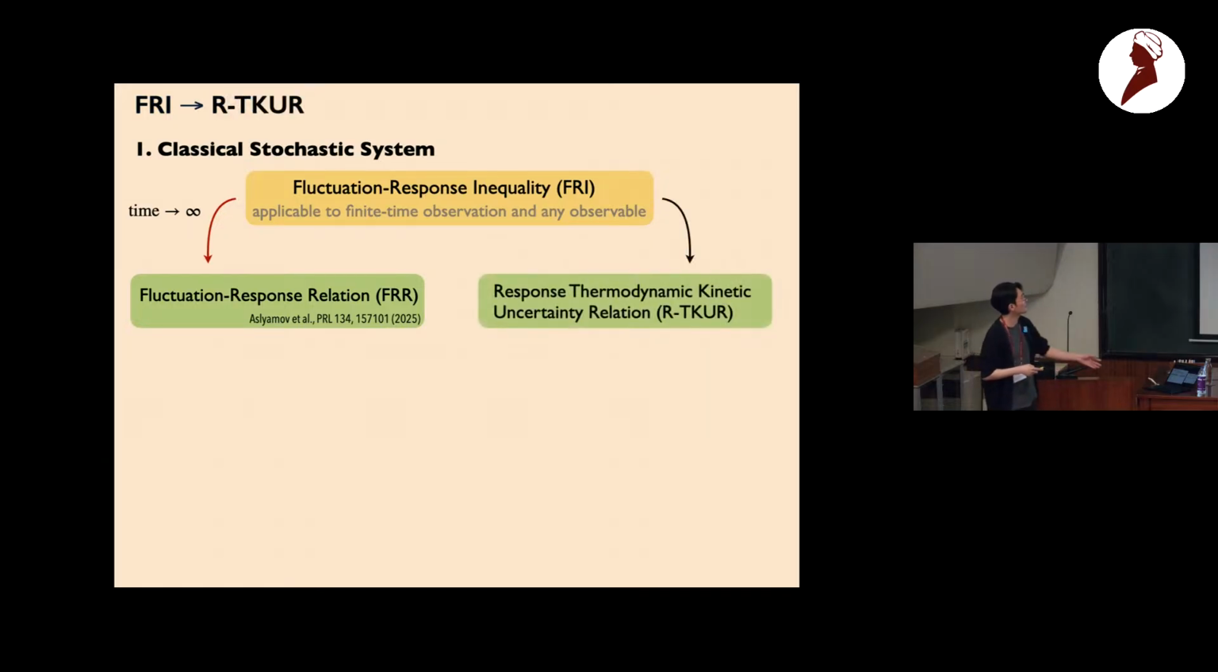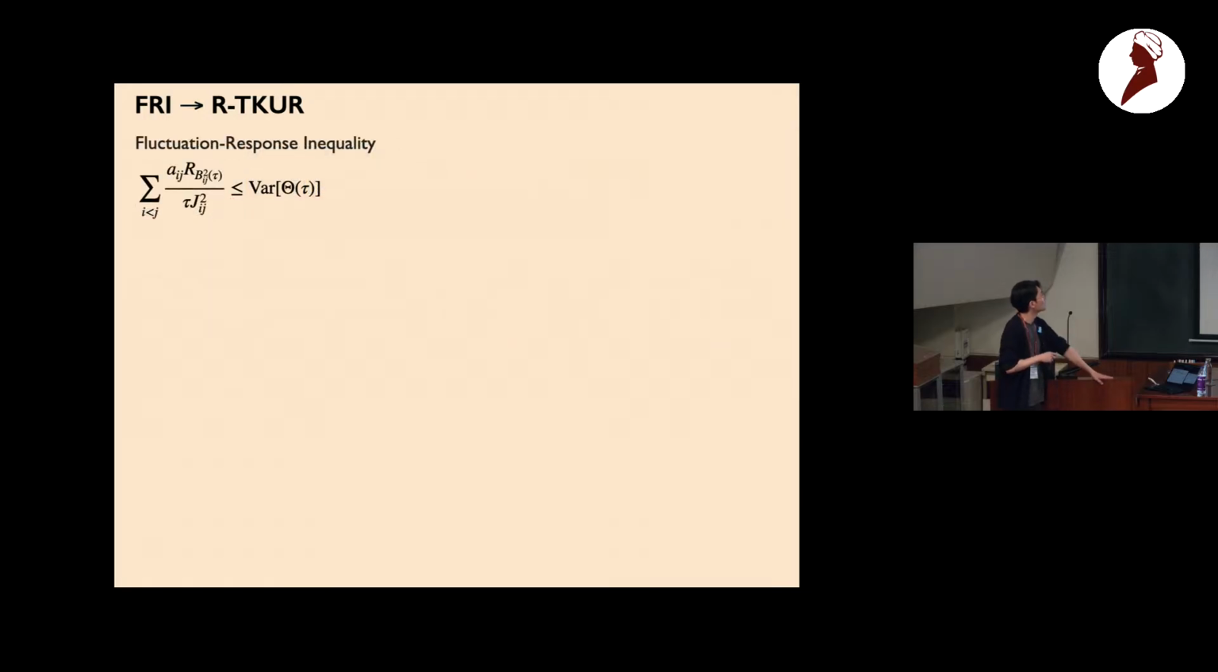And now let me talk about how we can derive this RTKUR from the FRI. Okay, so this is the fluctuation response inequality we found. And this is a transition rate, Wij. Here, let's say that all Bij is a function of epsilon, which means that we can control Bij by adjusting some parameter epsilon, okay? And in the same way, let's say that all Fij is a function of eta. That means we can control all Fij by controlling the eta parameter.